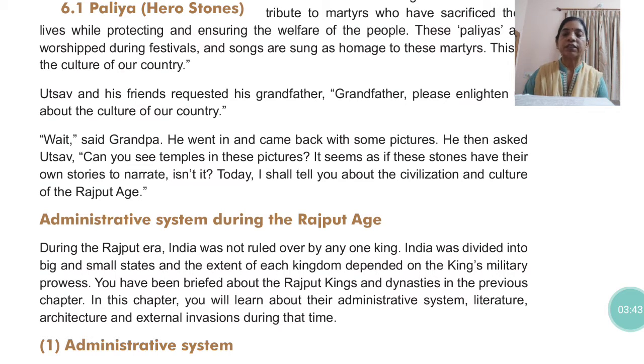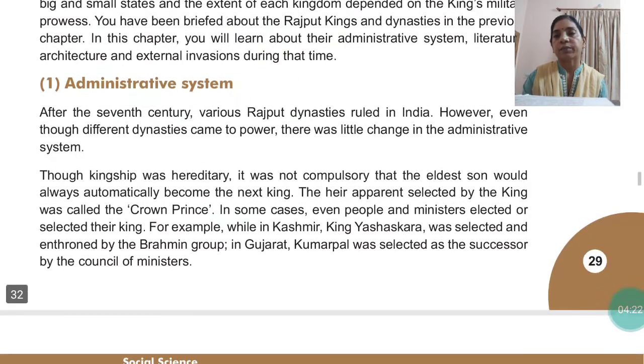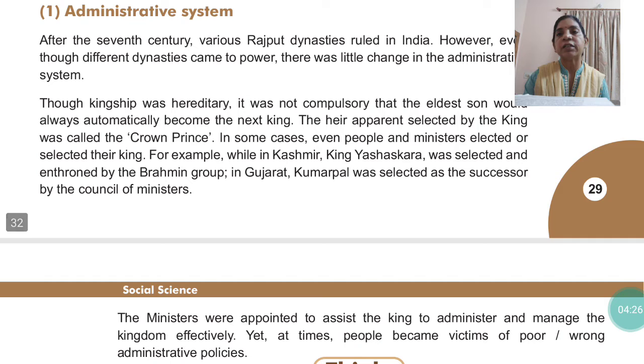So, in our previous chapter, that is in chapter number 4, we have learned about the various dynasties which were ruling in India. It was the Cholas, the Sher, the Gohils, the Pala, the Sen, the Pratiharas, the Rashtrakutas. They were the different dynasties which ruled over India. In this chapter, you will learn about the administrative system, literature, architecture, and external invasions during that time. Our first is, what was the administrative system prevailing during the Rajput age?